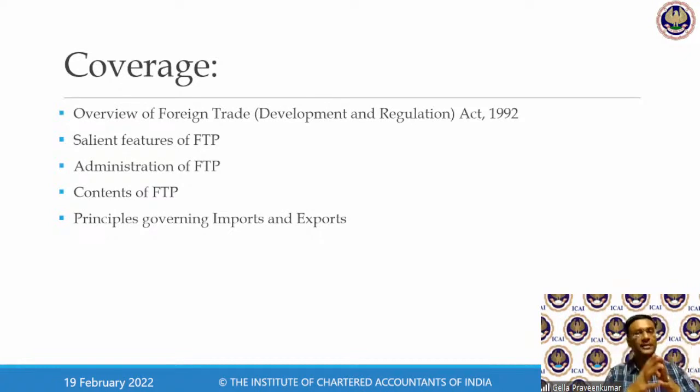So when we talk about exports and imports, they are free unless regulated by your respective GST or customs provisions. Now, whatever policy was made under my Foreign Trade Development and Regulation Act has to be implemented in the tax laws by adopting suitable notifications.